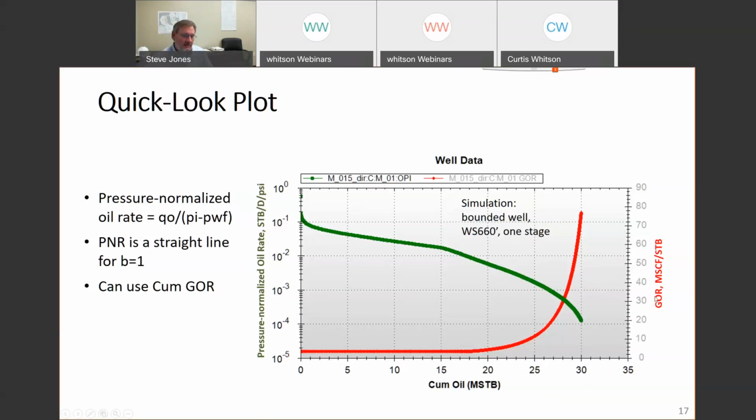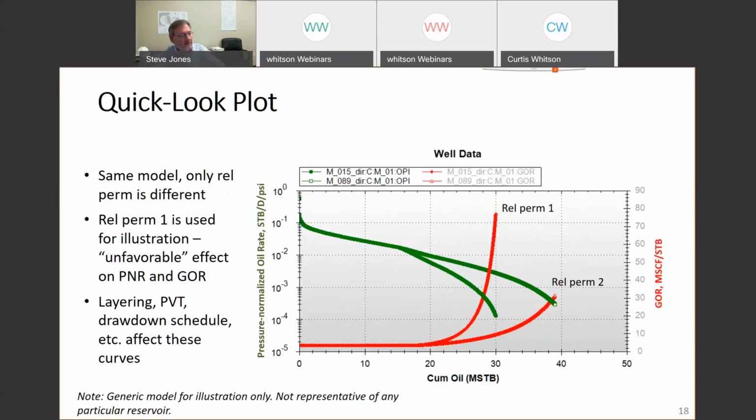And I would also mention that rather than just using instantaneous GOR, you can use cumulative GOR on this plot, and the interpretation is the same. Okay, so with that introduction, I want to say that what I've done here with simulation is use some pretty unfavorable rel perm curves where gas begins to flow very easily once you go below the bubble point.